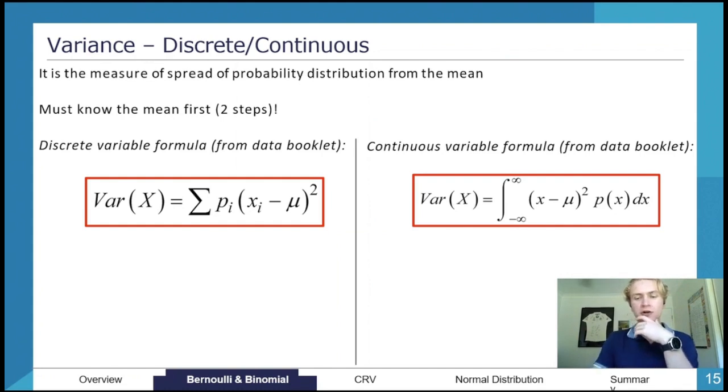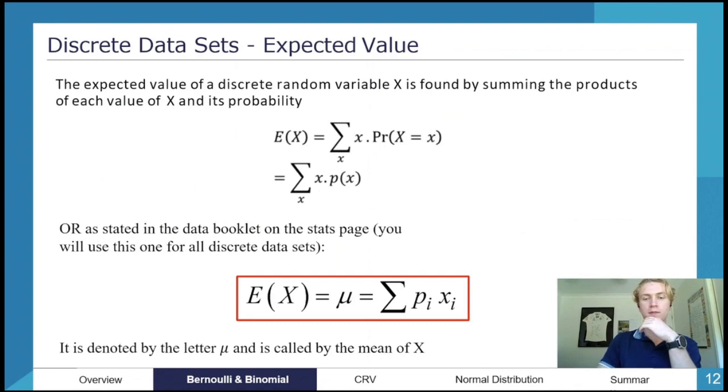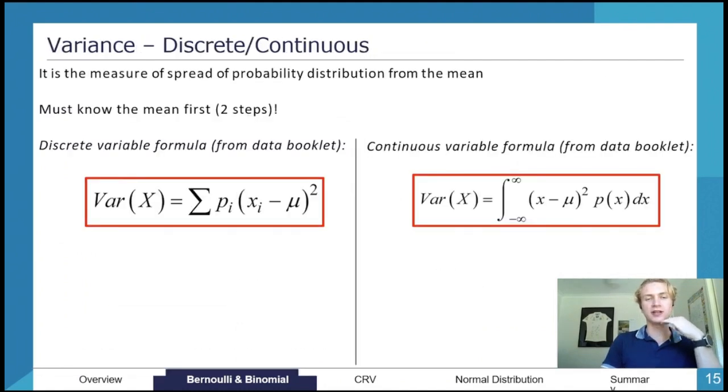But yeah, you'll notice that those are the only two changes. We're minusing the mean and then squaring it. So instead of just having the probability times x, and then we sum that up for all of the different values of x and their requisite probabilities, what we're going to do is minus the mean first and then square it. And this is in the data booklet. I do recommend writing it down just so you have a bit of an understanding.